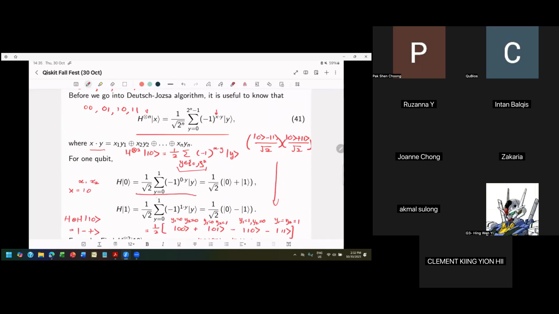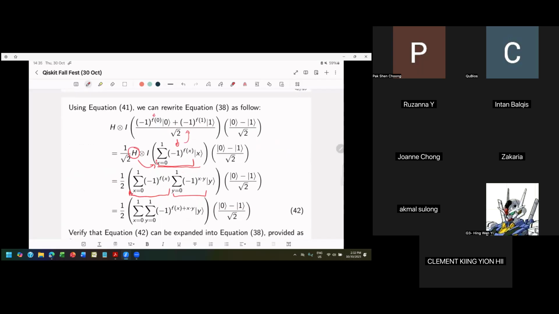Summation y from 0 to 1, you have minus 1. Of course, here, because your x equals 0, I directly apply 0. If this is your x state, then this will become x, right? So the whole summation over here is exactly the same as the one before I showed you.